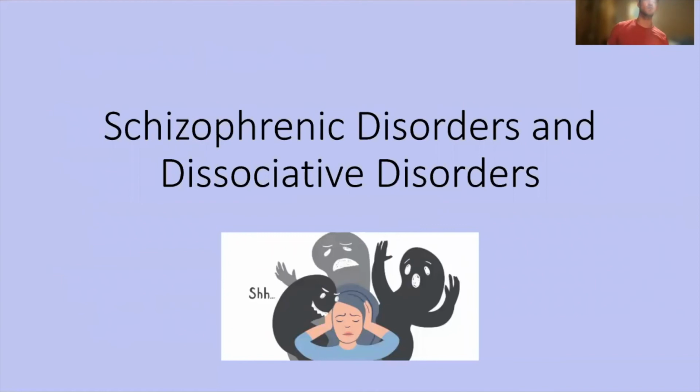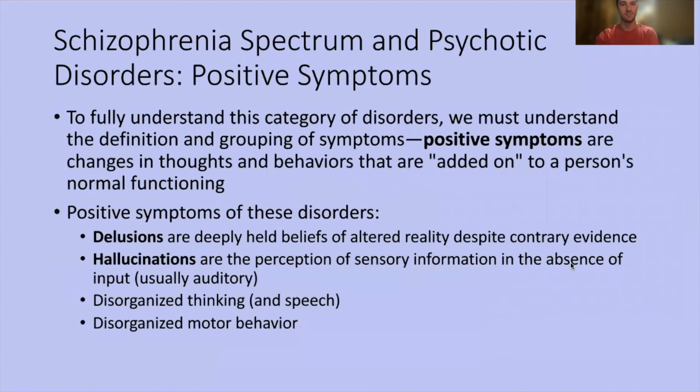All right, so schizophrenic disorders and dissociative disorders. Schizophrenia spectrum and psychotic disorders, positive symptoms. I wanted to break them down. When we talk about schizophrenia and these disorders, we usually categorize symptoms into 2 categories. We have positive symptoms and negative symptoms. To fully understand this, we must understand the definition and grouping of these symptoms.